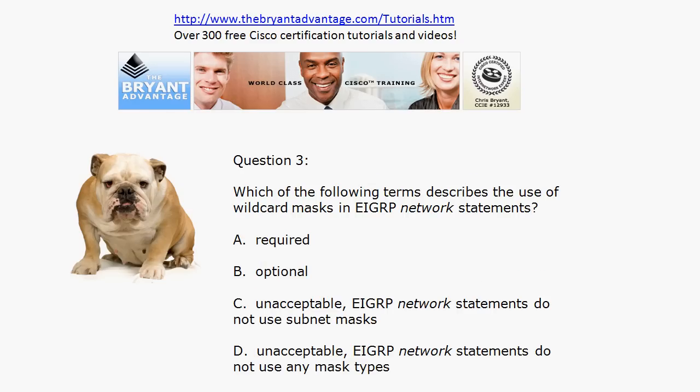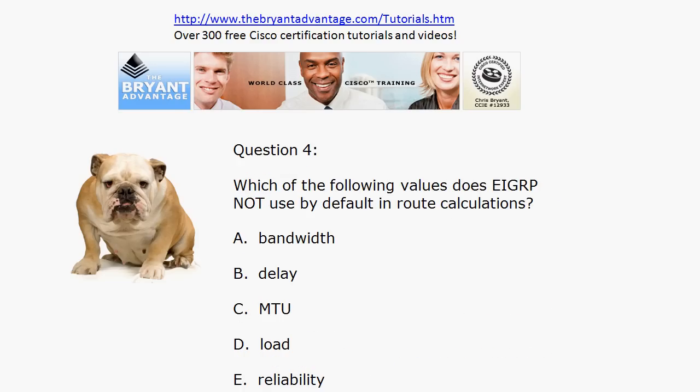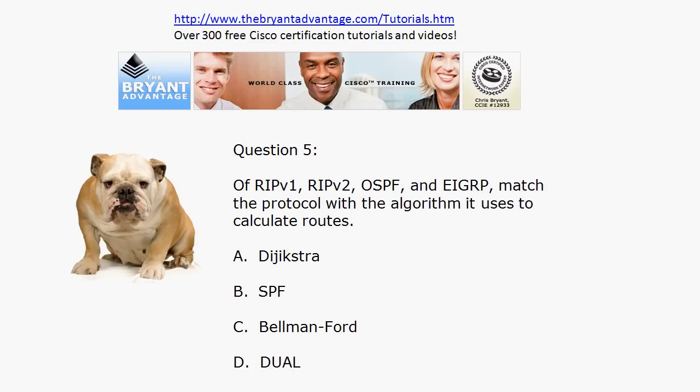And let's move on to question 3. Which of these terms describes the use of wildcard masks in EIGRP network statements? Is it required, optional, or unacceptable for one of those 2 reasons? Question 4. Which of these values does EIGRP not use by default in route calculations? And then question 5, of RIP version 1, version 2, OSPF, and EIGRP, match the protocol with the algorithm that it uses for route calculation.